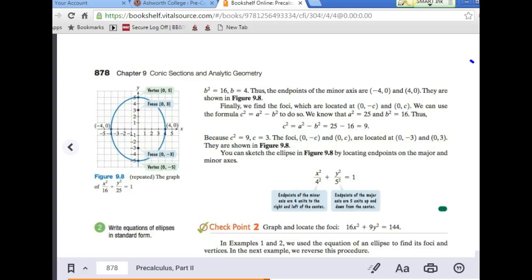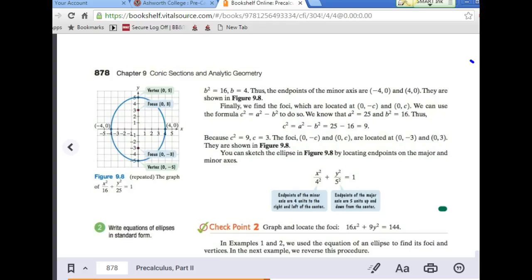So, by doing the formula I told you to memorize, which is C squared equals A squared minus B squared, we know what A squared is, it was 25. We know what B squared is, it was 16. And so if I take A squared minus B squared, or 25 minus 16, I'm going to end up with 9. Well, 9 represents C squared. Okay? So if C squared is 9, then C is going to be 3.